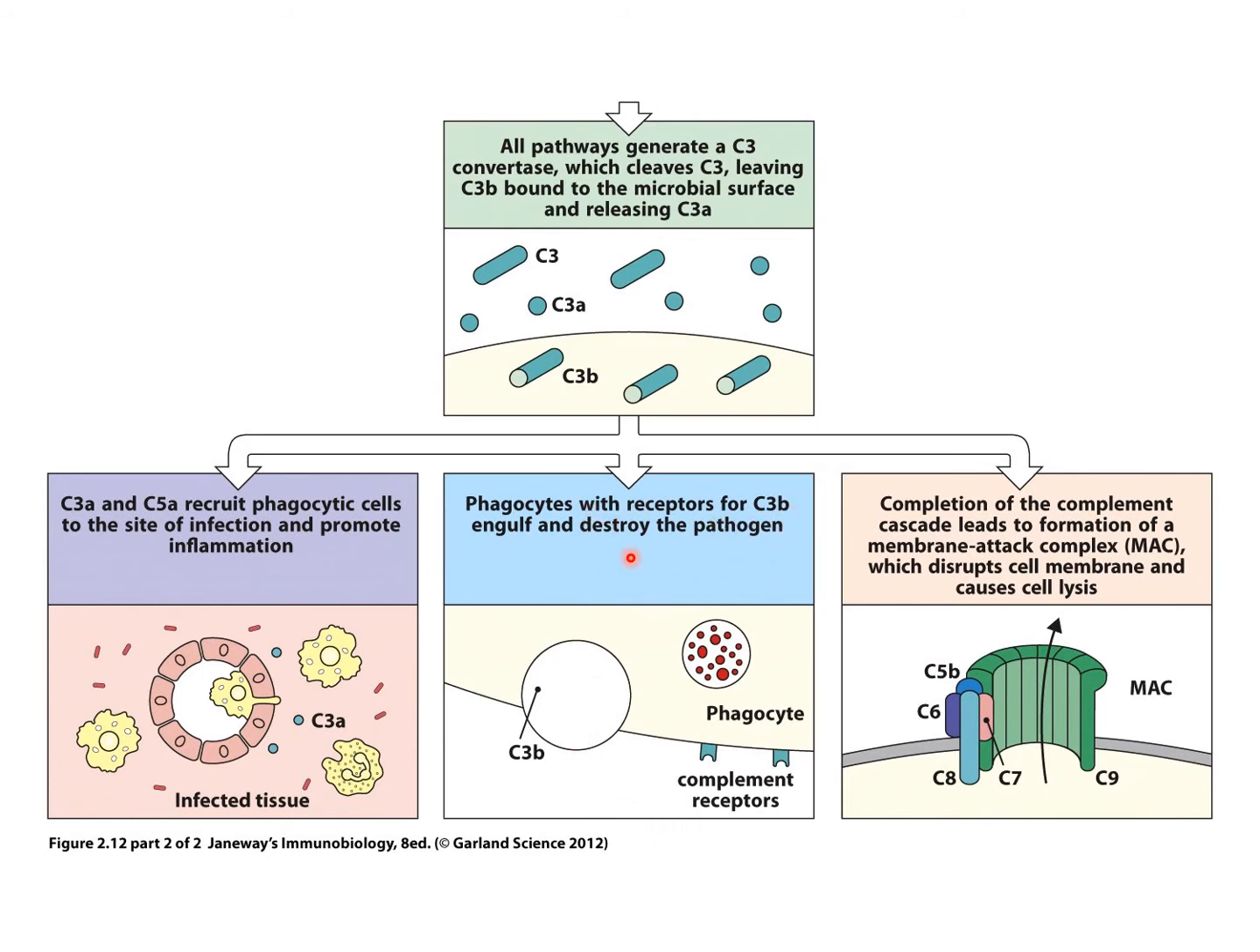C3b, as I said, will deposit on the surface and will begin interacting with receptors on the surface of the cell. If it's our cells, there are receptors. If it's bacterial, there are no receptors, and it'll start recruiting in the rest of the cascade, C5, 6, 7, 8, 9, which will form this nice little barrel pore, which will allow everything from inside the bacteria to leak out.